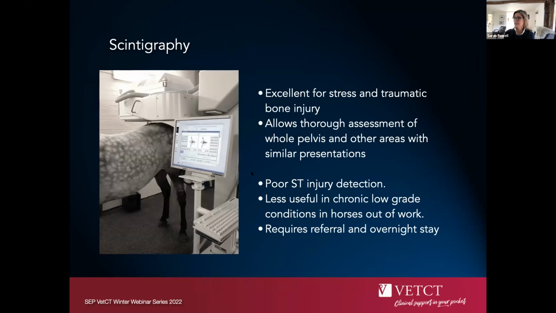Scintigraphy, obviously excellent for stress and traumatic bone injuries. That's what it's extremely useful in those conditions. It allows a thorough assessment of the whole pelvis and other areas of similar presentation. So for example, if you've got a horse with a poor hind limb action, or if you are worried about multi-site lameness, then this will allow you to scan the pelvis, but then also check out the distal limbs for common concurrent pathologies like lower hock joint pain or upper suspensory pain and these sorts of things.